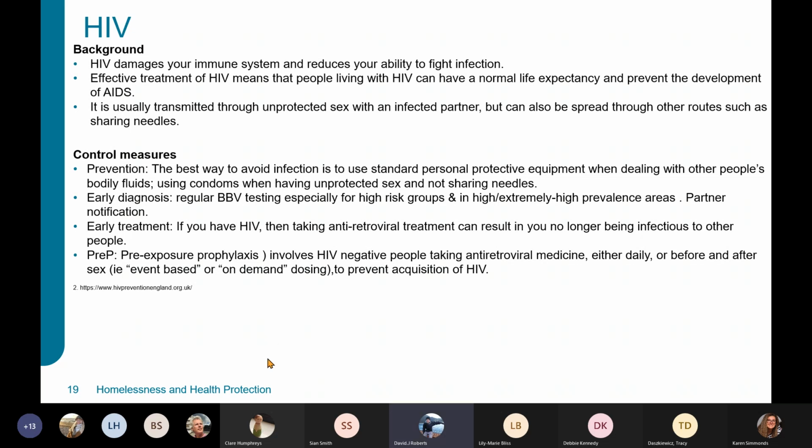And then there's partner notification, which is essentially contact tracing and informing sexual partners of people who have HIV that they should seek a test. In terms of early treatment, if you have HIV, then taking antiretroviral treatment, ART, can result in you no longer being infectious to other people, and at a population level that can effectively reduce transmission of HIV as well. And then there's pre-exposure prophylaxis, which involves HIV negative people taking antiretroviral medicines daily or just before and after sex to prevent acquisition of HIV themselves.